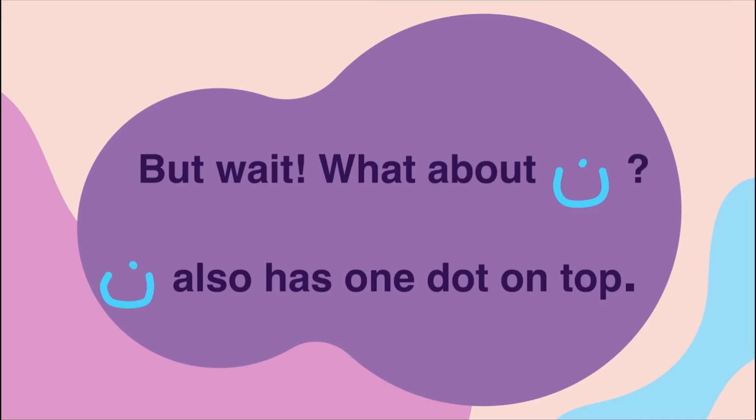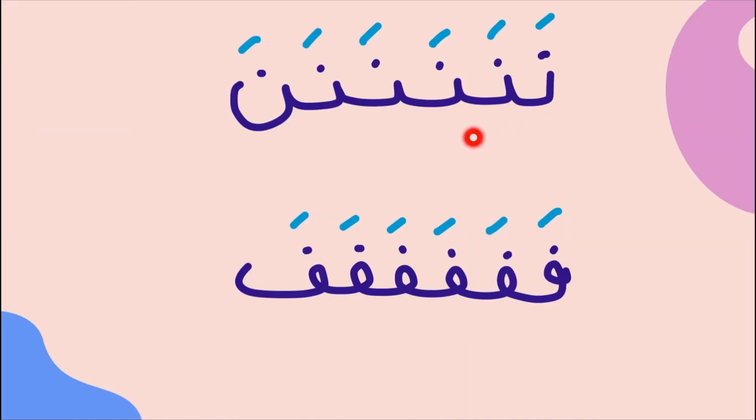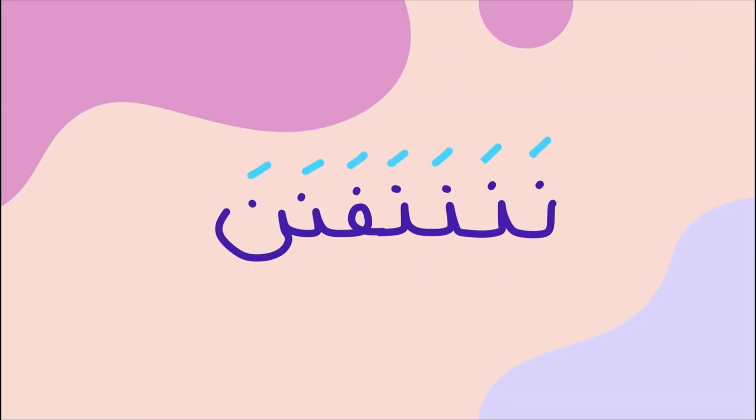But wait, what about Noon? Noon also has one dot on top. You are right, both Noon and Fa have one dot on top. But Noon looks like the waves of the ocean. And Fa looks like loopy loops. Can you spot the hidden Fa? Where is our loopy loop Fa? Here it is, you found it.